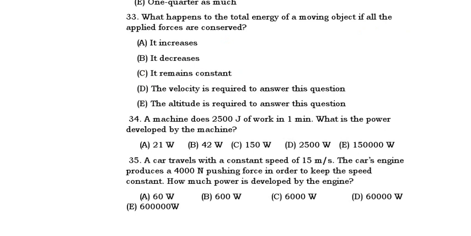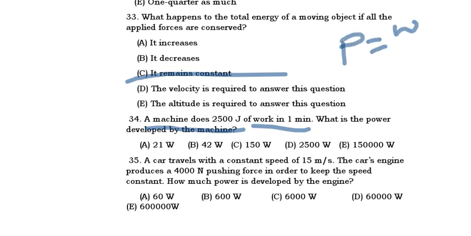Constant. Next, a machine does 2500 joule of work in 1 minute, then power. Okay, so power is equal to work done by time. Work done units are joule, so joule per time is power. Now here time is in minutes. Don't use minutes, use seconds, joule per second, guys.